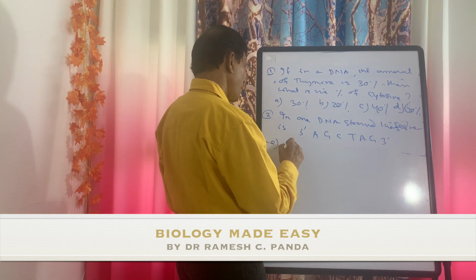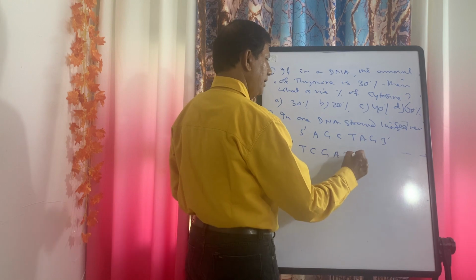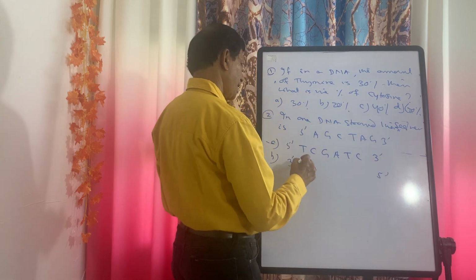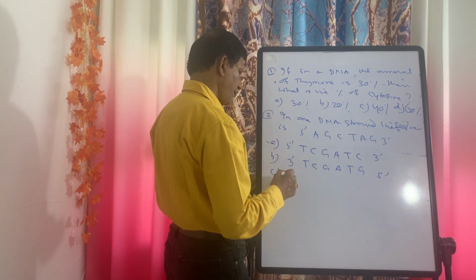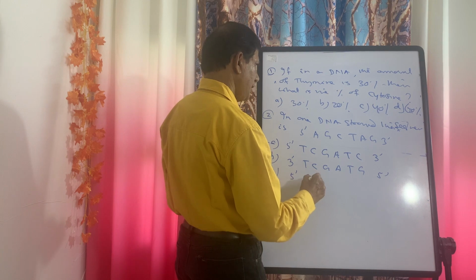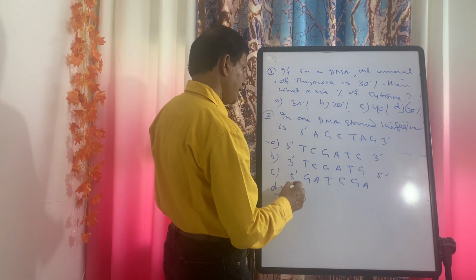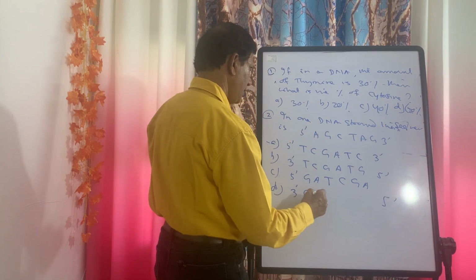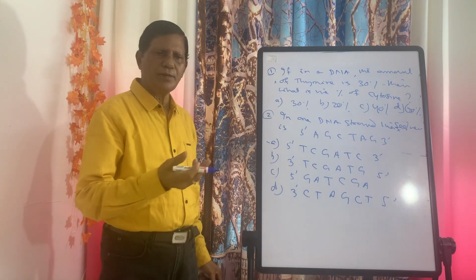5 prime T C G A T C 3 prime. B choice, 3 prime to 5 prime T C G A T G. Next one, 5 prime, this will be G A T C G A. D choice is 3 prime to 5 prime, it will be C T A G C T. It will be very easy, you can easily answer.